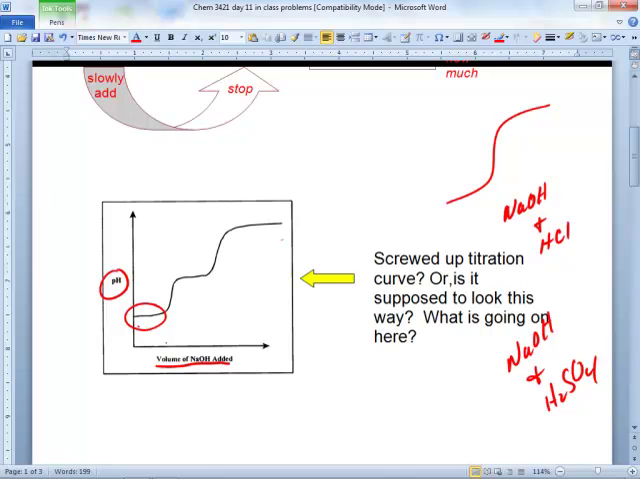So I've got to keep adding this until finally all of my what reacts? Analyte. As soon as all that analyte reacts, I'm going to add one drop too much of this stuff. The pH is going to change like a rocket because there's nothing left to react with it. And that would be pretty much right around here. So keep on adding, keep on adding.